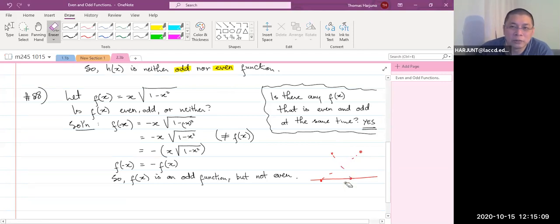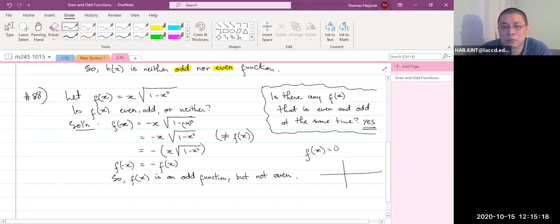Let me just tell you. A function that is even and odd at the same time is only this one, f(x) equals 0. This function is even and odd at the same time.